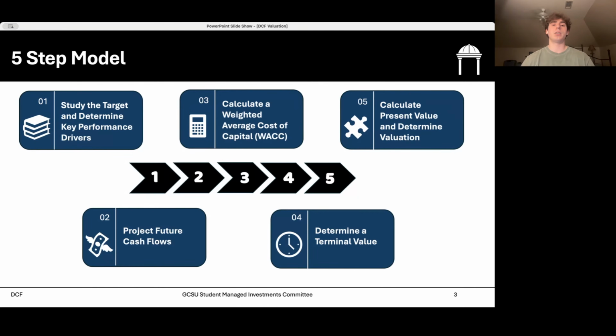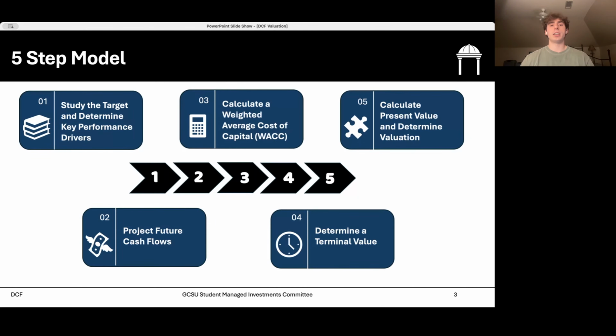The third step is calculate a weighted average cost of capital, or a WACC. This is your discount rate that you're going to use to both discount the future cash flows and the terminal value with. The reason why we discount both these two values is because of the concept of time value of money, which states $1 today is worth more than $1 in the future. The fourth step is determine a terminal value. The terminal value is the value of the company after the projection period, and it accounts for a substantial portion of the company's value that we solve for in the DCF. There are 2 widely accepted ways to calculate a terminal value. There's the exit multiple method and the perpetuity growth method.